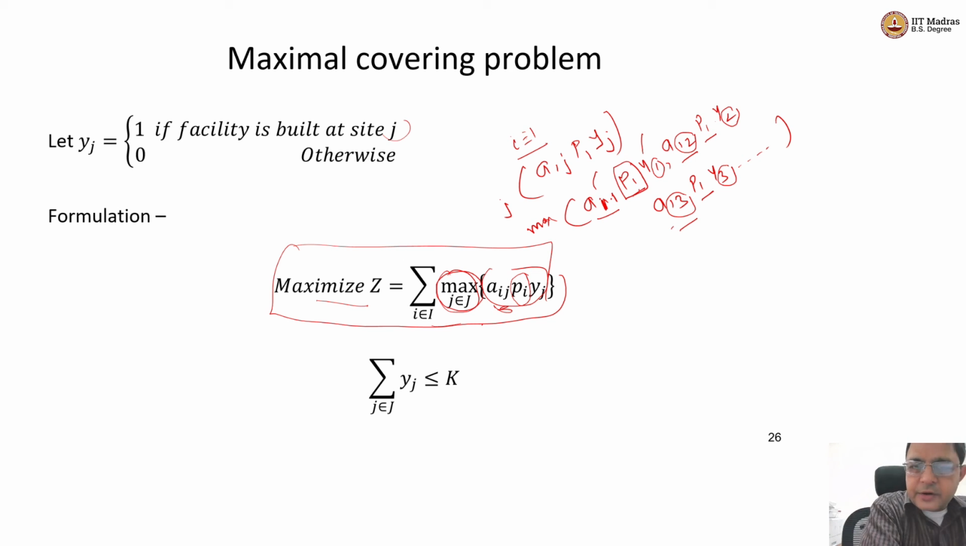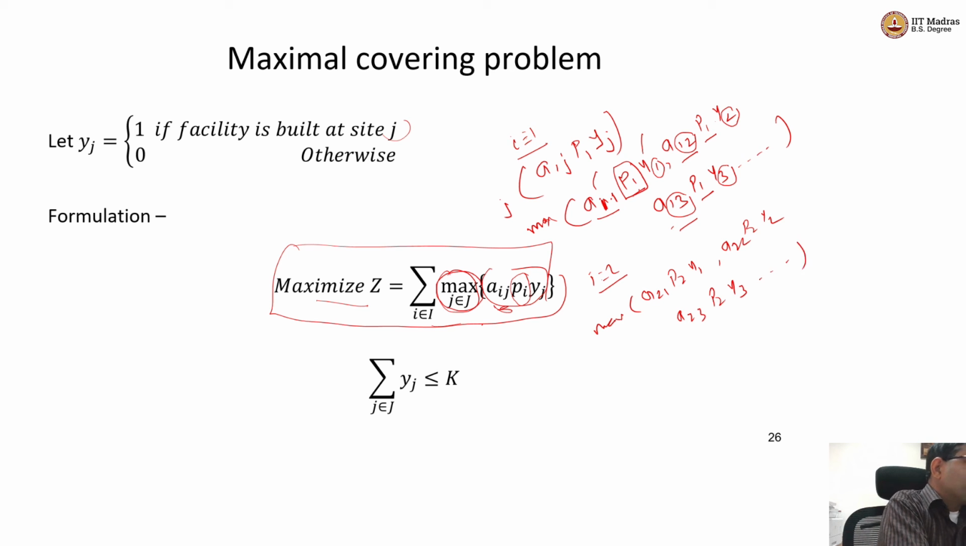P1 population is covered. And do that for the second node. Say i equal to 2. Do the same thing. So you want to pick the maximum of A21 P2 Y1, A22 P2 Y2, A23 P2 Y3, and so on. Right.